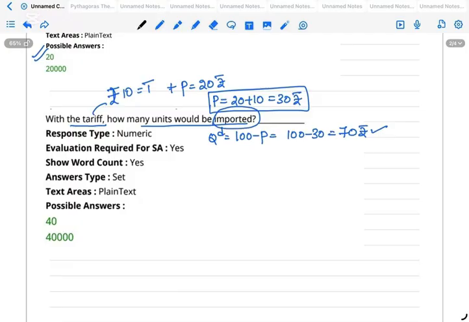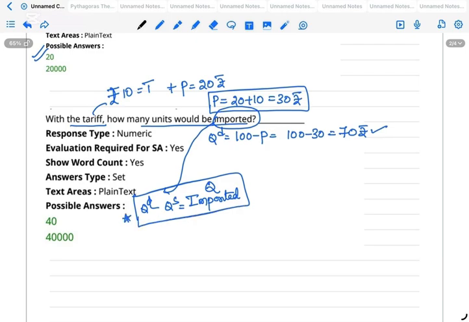Very important: imported quantity equals quantity demanded minus quantity supplied. Quantity supplied equals QS equals P, that equals 30. Imports equals 70 minus 30, that is 40, or 40,000.